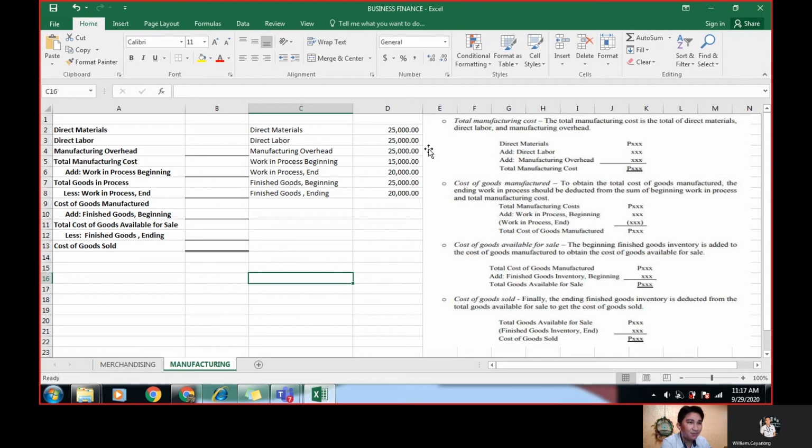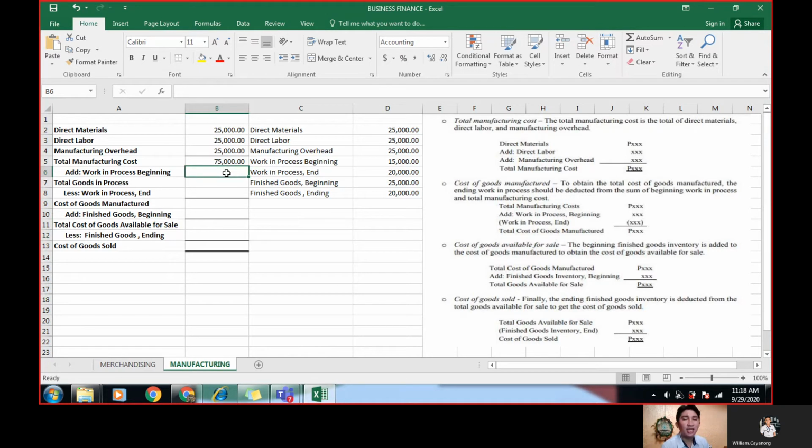Now we have a problem here. Solve na lang natin yung direct materials. Okay, let us put 25,000 on direct materials. Same with the direct labor and manufacturing overhead. Okay, so the total manufacturing cost will be 25 plus 25 plus 25. This time we will do the auto sum. Ayan, 75,000. Now add work in process beginning. Okay, ano to work in process?